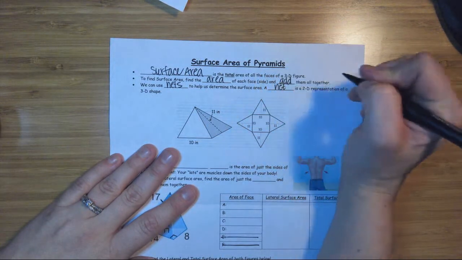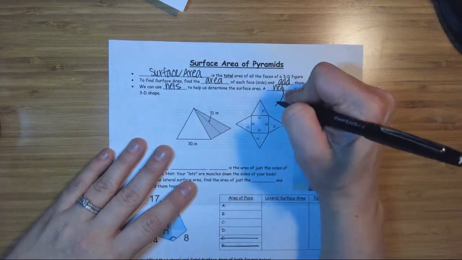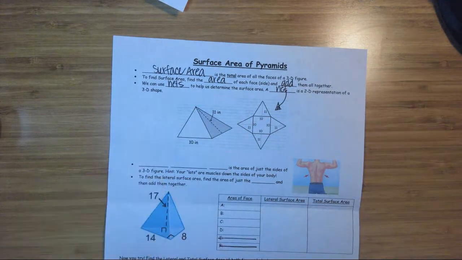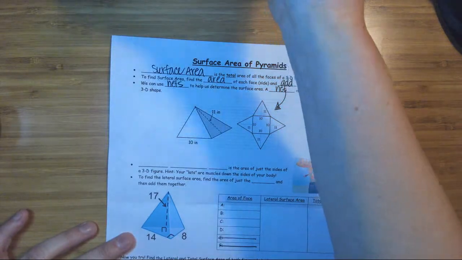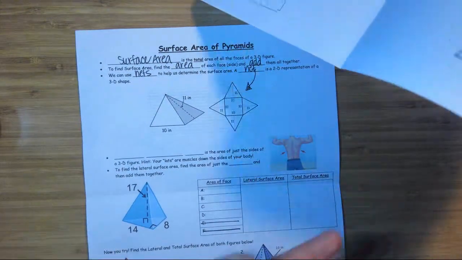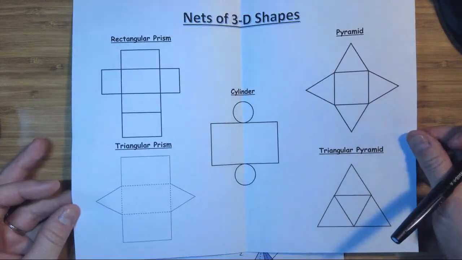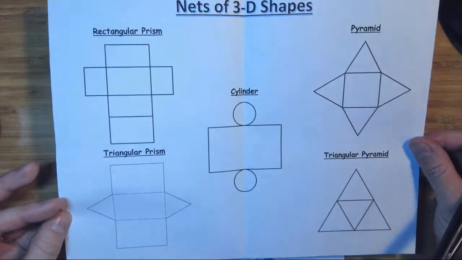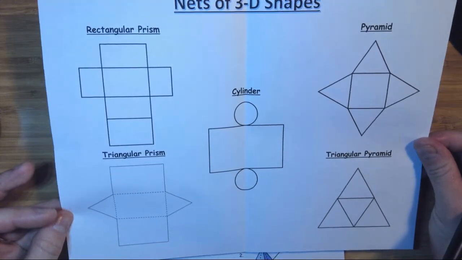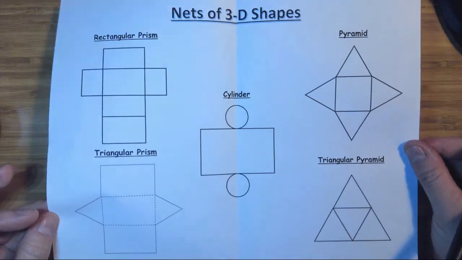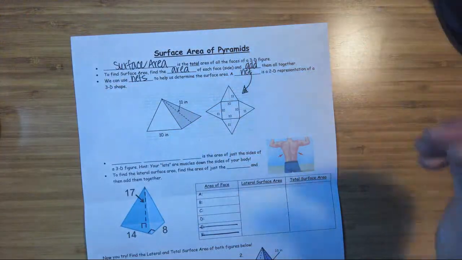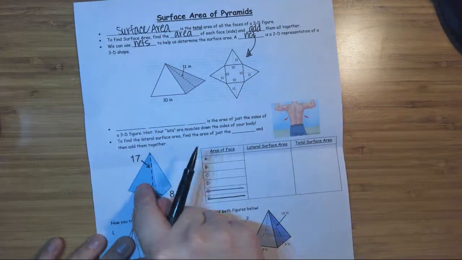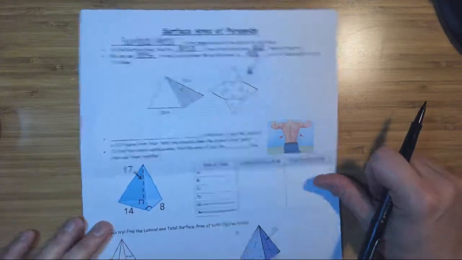A net is a 2D representation of a 3D shape. For instance, I forgot to point this out last couple videos, but in your notes packet you should have a paper that shows you what the nets of all the 3D shapes that you have to calculate with. That's what they look like. So you can use this to help you if you're having a hard time picturing it when it looks like this or something like that.